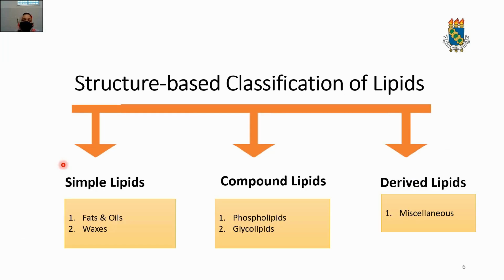So now coming to the classification of the lipids, we have two categories. One is the structure-based classification of the lipids and another is the function-based classification of the lipids. Structure-based classification has three further categories: the simple lipids, compound lipids, and derived lipids. Among the simple lipids are the fats and oils and the waxes. We will describe them one by one and you will see what the differences are and why they have been categorized in different groups.